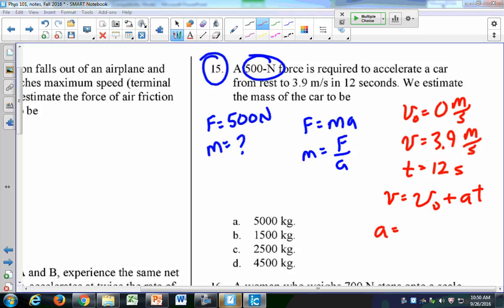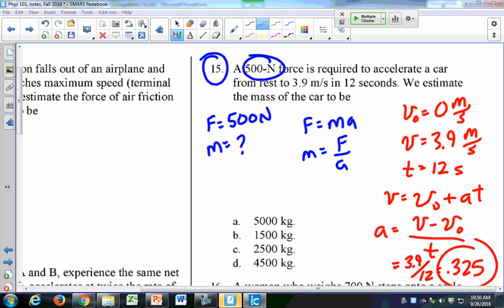And so acceleration is v minus v naught over t. And this works out to be 3.9 over 12. .325 is what I got? Yeah? Okay, so that's 0.325 meters per second squared. And then I put that here, and I get my mass is 1,500 kilograms.